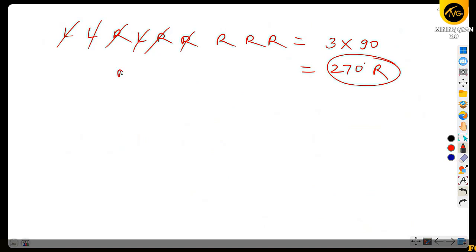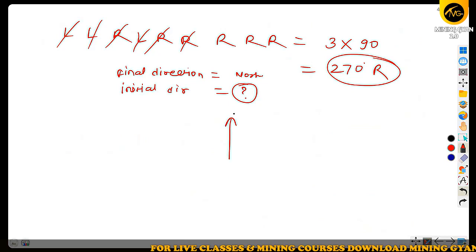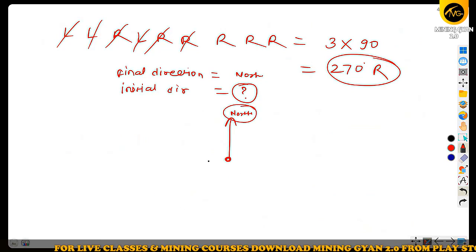Now suppose the final direction is north, then what will be the initial direction? कहां से वो चलना शुरू किया था, कहां से स्टार्टिंग पॉइंट शुरू हुआ था? So north is his last direction or final direction. So what is his initial direction?